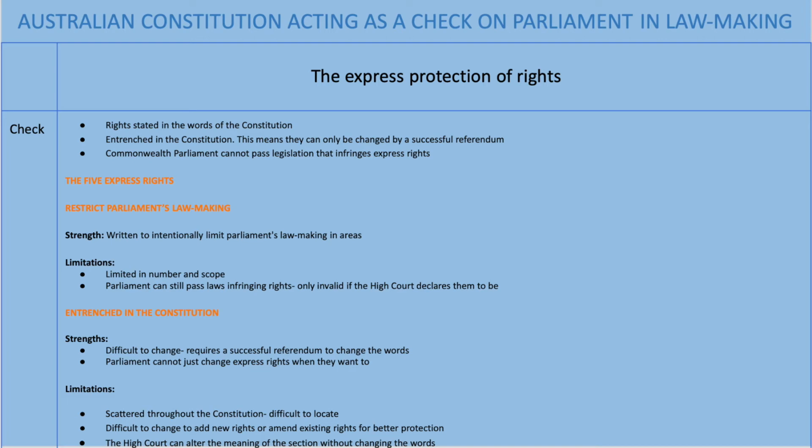A limitation, however, is that they are scattered throughout the Constitution, meaning that they are difficult to locate. There's no one section that says express rights and all 5 are stated. They are also difficult to change or add new rights or amend existing rights for better protection, and the High Court can alter the meaning of the section without changing the words.